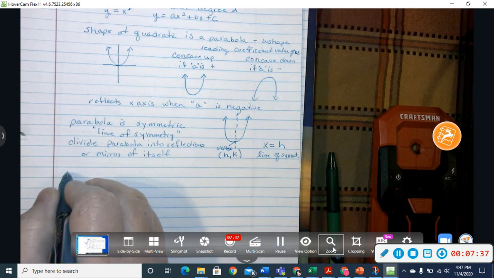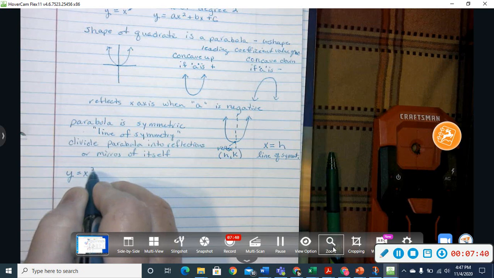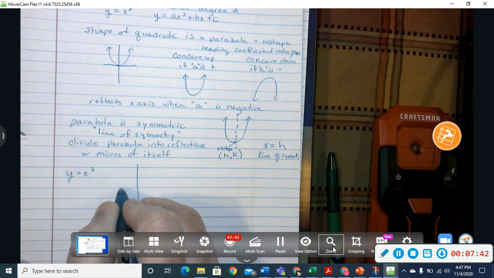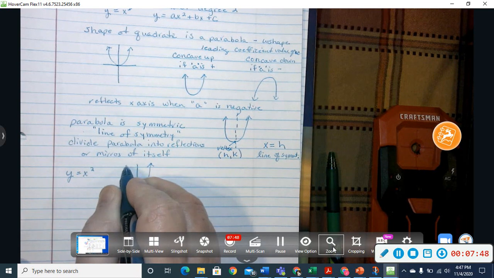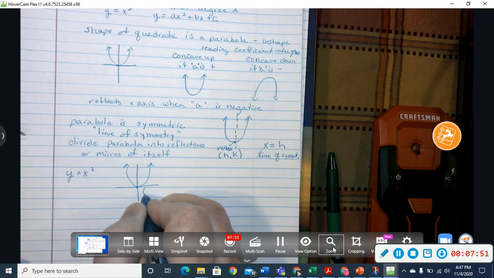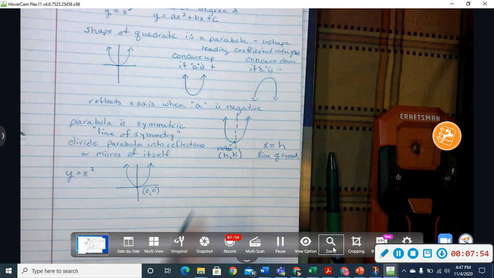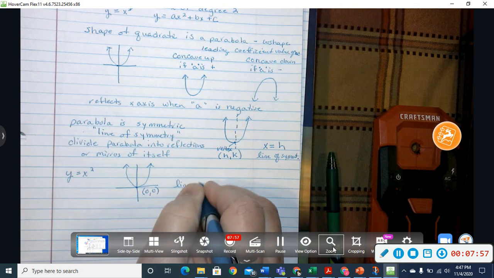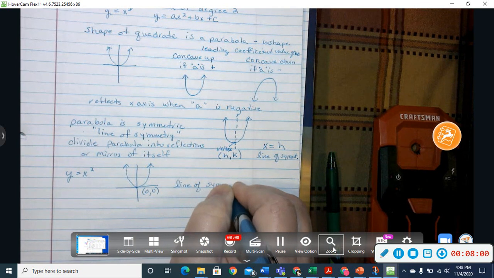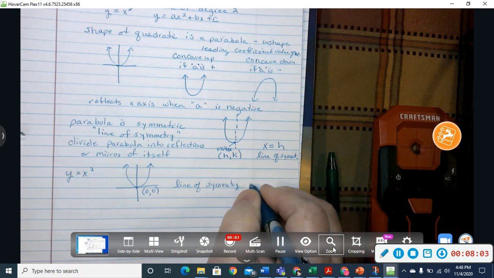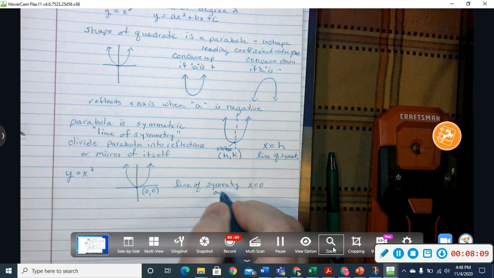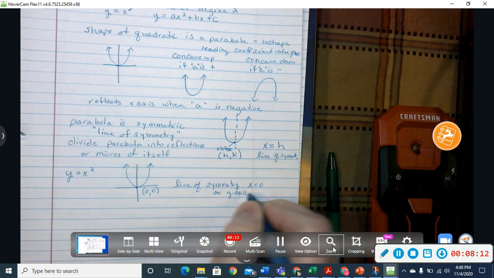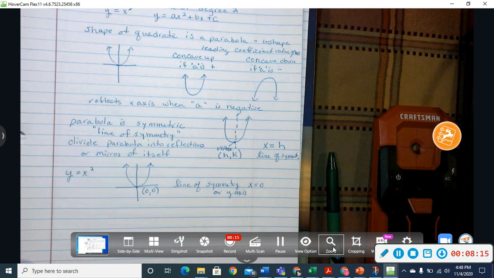So on our base equation y equals x squared, on that parabola, the vertex is located at 0, 0. So the line of symmetry is going to be at x equals 0, or the y-axis in this case is going to be the line of symmetry for the parabola.